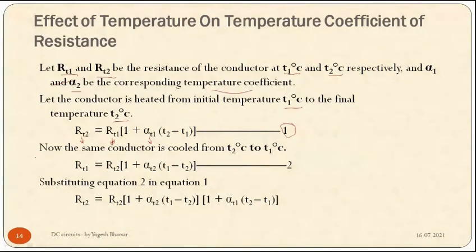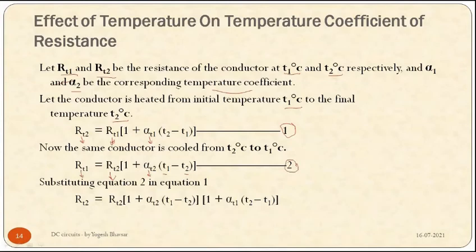The same conductor which was heated to T2, we now cool from T2 to T1. So now T2 will be initial and T1 will be final. Okay. So write this equation again. Now final is RT1 and initial is RT2, right? And alpha 2 again it is initial, and T1 minus T2, initial minus final. Sorry, final minus initial. Temperature final minus initial. So this is equation number 2.